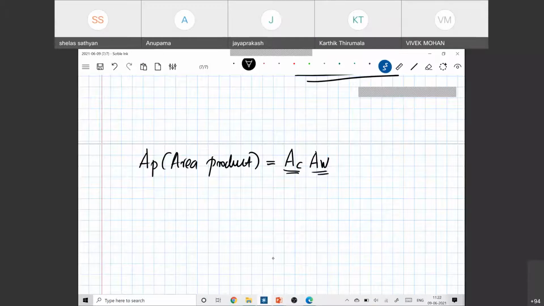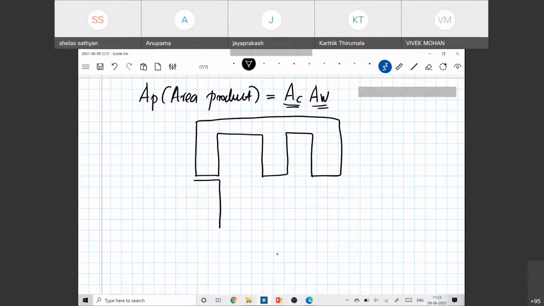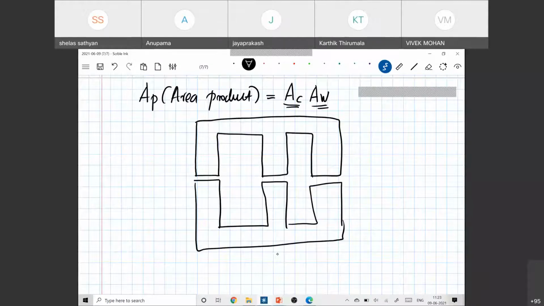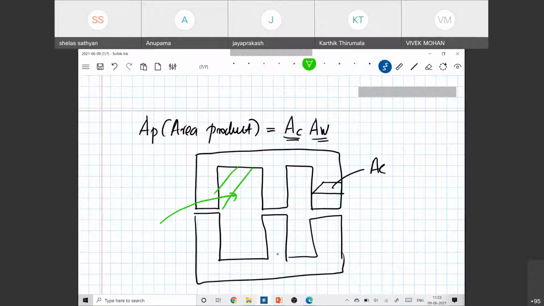This is the window area. If you are wondering what we mean by the core cross-sectional area, let us consider a double E core. Two E cores will form one magnetic structure. So the core cross-sectional area is this area, that is Ac. That is the core cross-sectional area. The window area is this complete area. The window area is the area occupied for the winding.